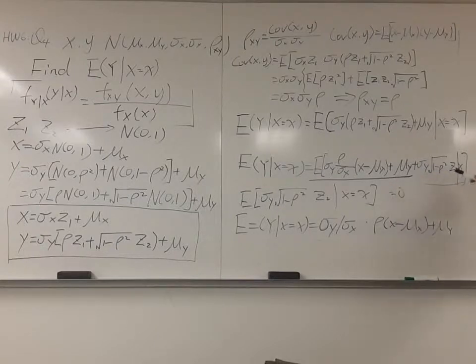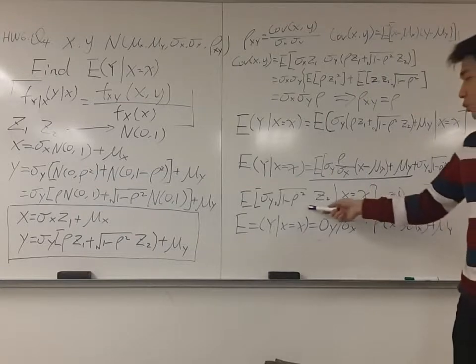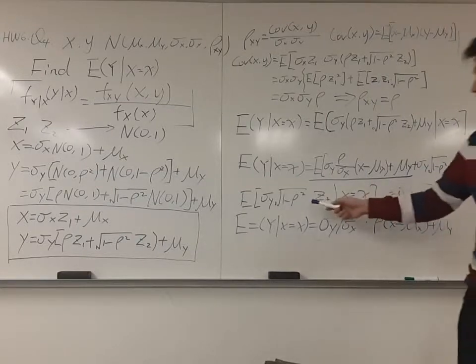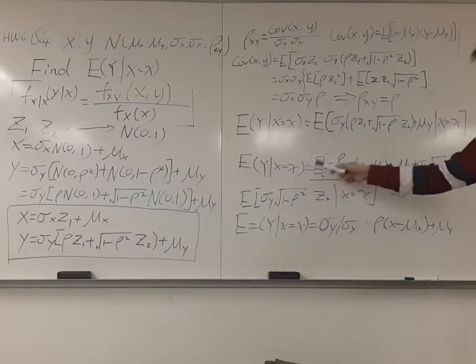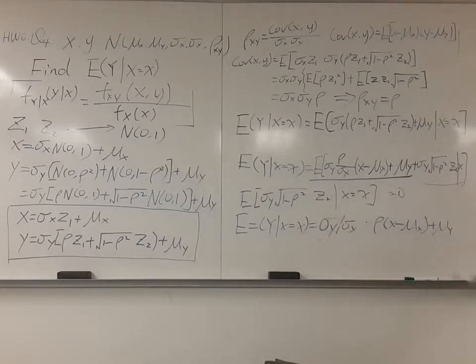And E[Z2 | X = x] should be 0, just because Z2 has nothing to do with X. So E[Z2 | X = x] is just E[Z2], and that's the mean of Z2, which is 0. And the answer is so simple. It is just the first part of this, and it should be written like this. And that's the answer.